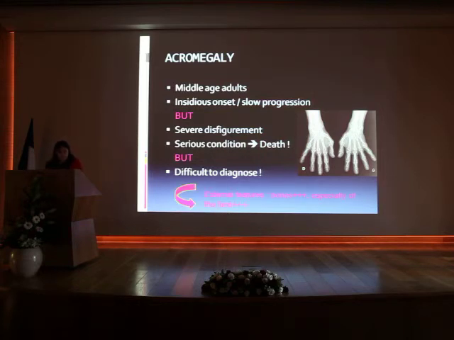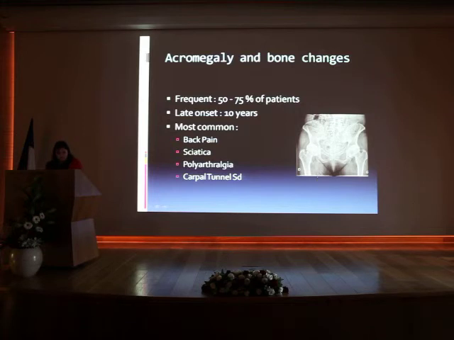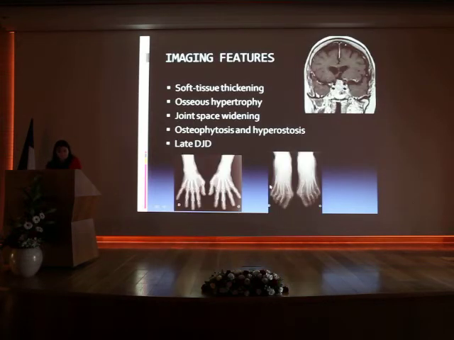So you have to focus on the external features, especially of the bones of the face. Bone changes are really common. You can see changes in about 50 to 75% of acromegalic patients, with a late onset, about 10 years. Most common are back and spine troubles like sciatica or diffuse arthralgia. The classical lesion is carpal tunnel syndrome.